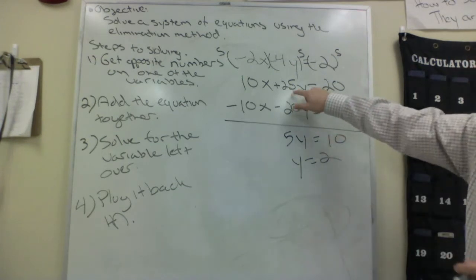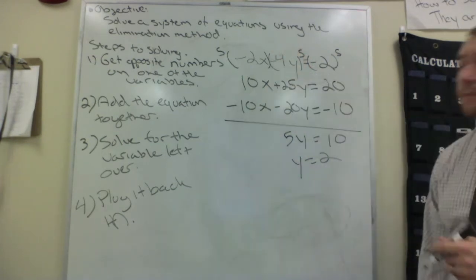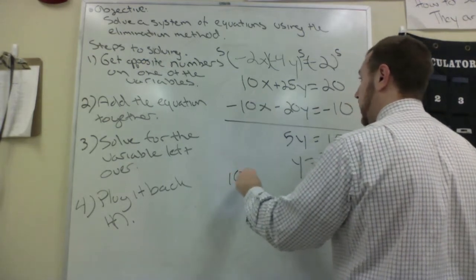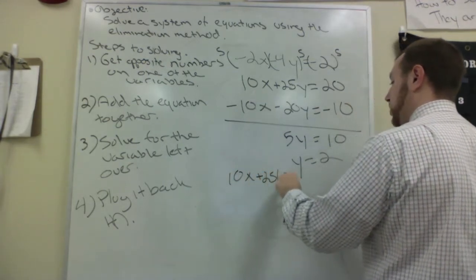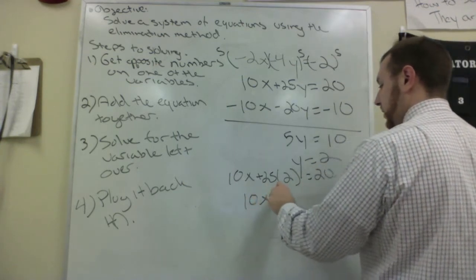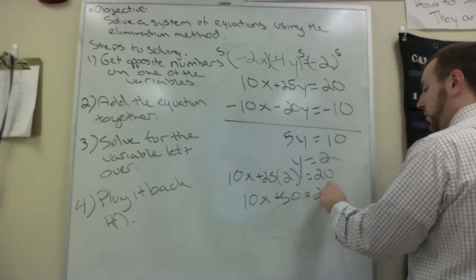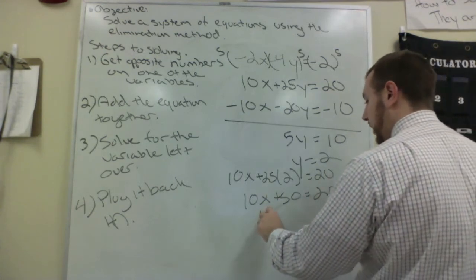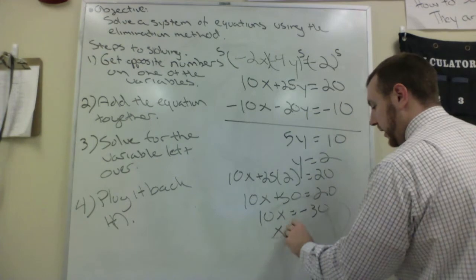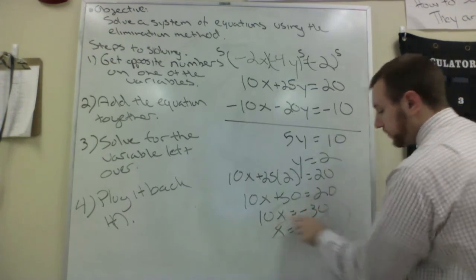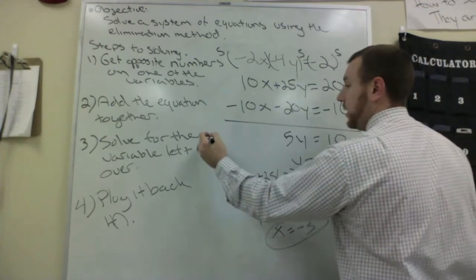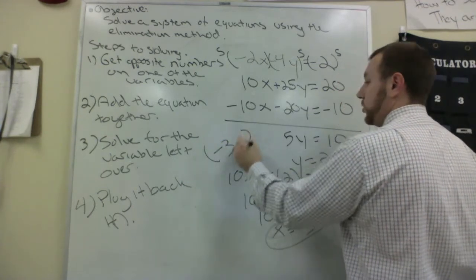Okay, I'm going to take this one because there are a whole lot of negatives up there. Okay, so I got 10x plus 25 times 2 equals 20. So 10x plus 50 equals 20. 10x equals negative 30. So x equals negative 3. So the answer to example 5 is negative 3, 2.